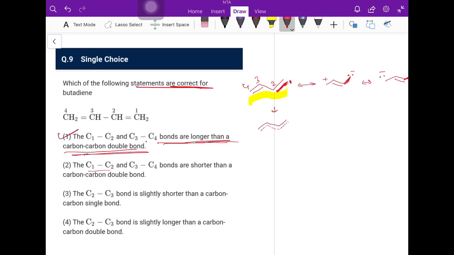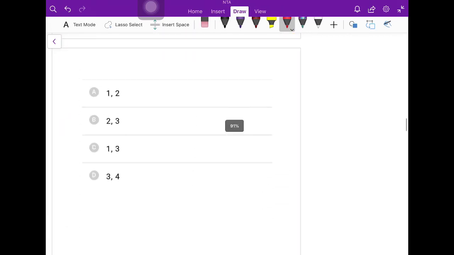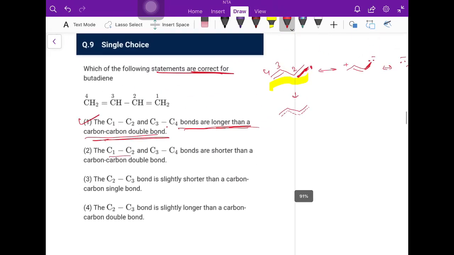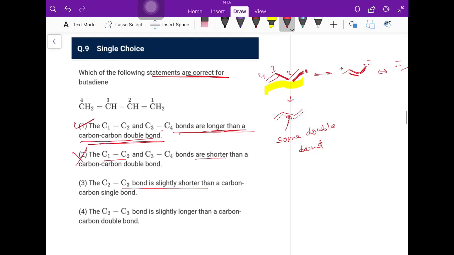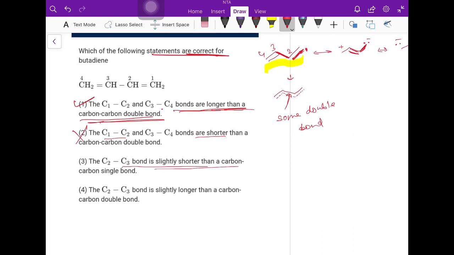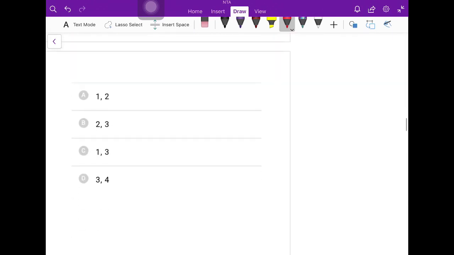We have to choose the correct options out of them. The C1 C2 and C3 C4 bonds are shorter, so this will not be the option. C2 C3 bond is slightly shorter. Now see, C2 C3 bond is a single bond here, but in this structure it has some double bond character, and when it has some double bond character, the bond length will be reduced. So C2 C3 bond is slightly shorter than a single bond, so this is also correct. So 1 and 3 are the correct options.